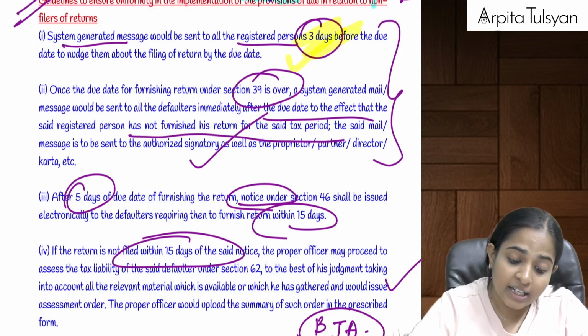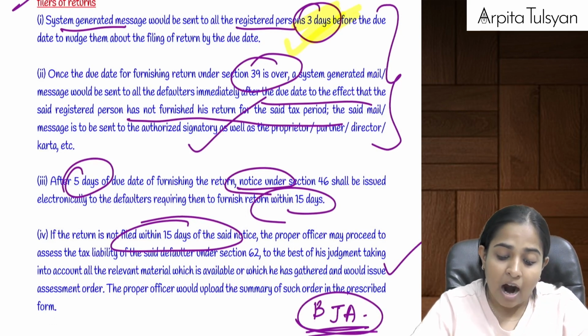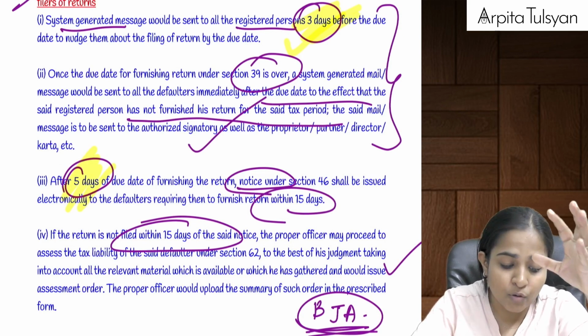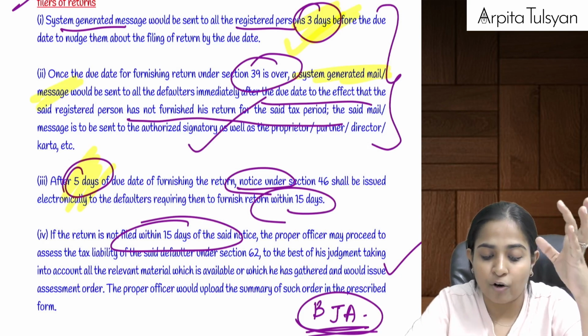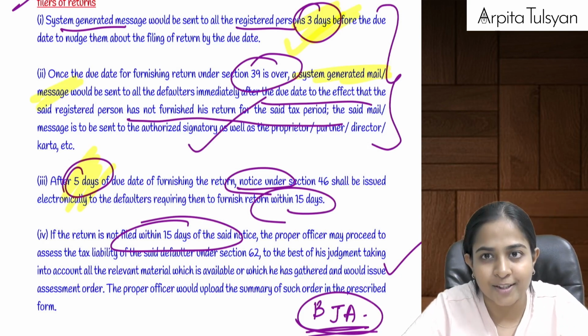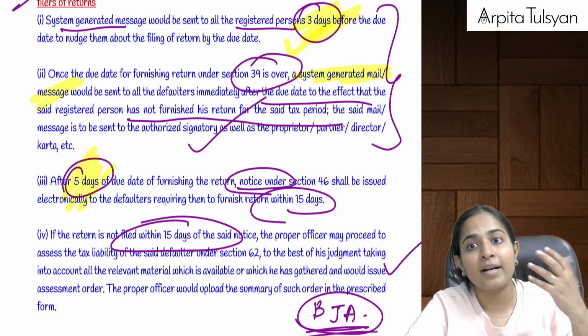Then after the due date is over, after 5 days, again a system generated mail and message will be sent to all the defaulters immediately after the due date, that the due date is gone and you have not furnished the return. It goes to the authorized persons also, and it goes to the proprietor, partner, karta, etc.